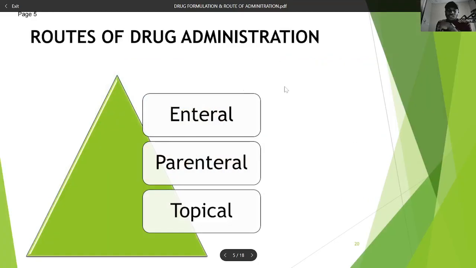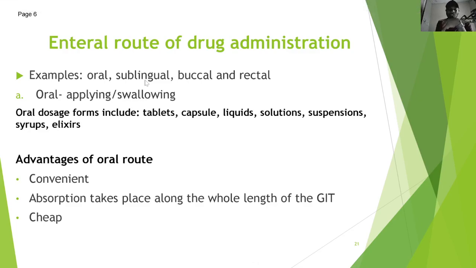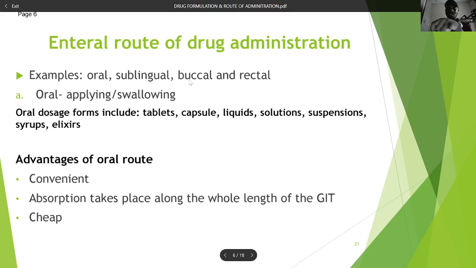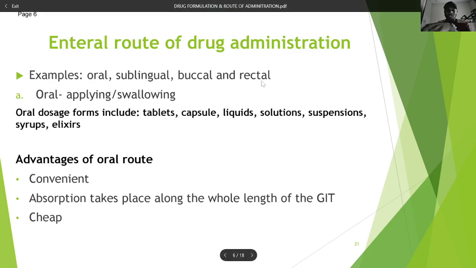So routes of drug administration include the enteral route, the parenteral route, and the topical route. We are going to explain each of these in detail. Now, the enteral routes include the oral, sublingual, buccal, and rectal. The oral is through the mouth, sublingual is just below the tongue, then the buccal is by the side of the cheek, then the rectal, of course, through the anus.